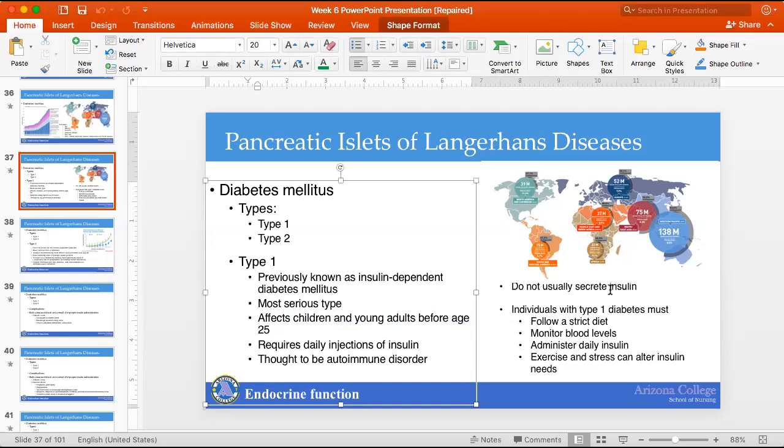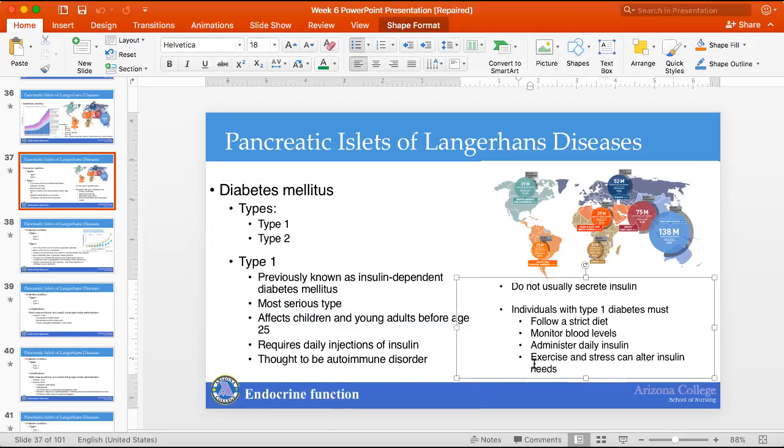And you see here, they don't usually secrete insulin, or they don't secrete enough of it, or they have a pancreas which is just not functioning correctly. Individuals with type 1 diabetes must follow a strict diet, monitor blood levels, administer daily insulin, and exercise and stress can alter insulin needs. We won't really go into it right now, but exercise is actually one way that our body can get blood sugar in our blood into our cells independent of insulin.